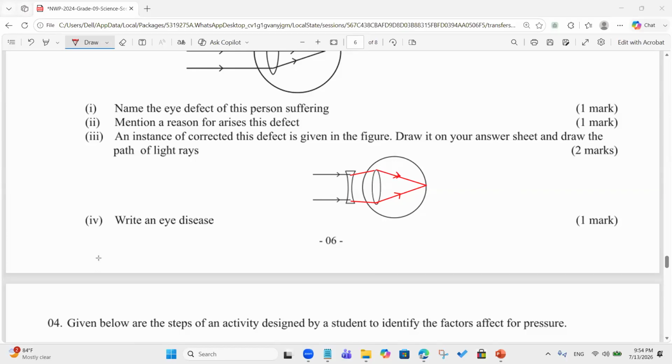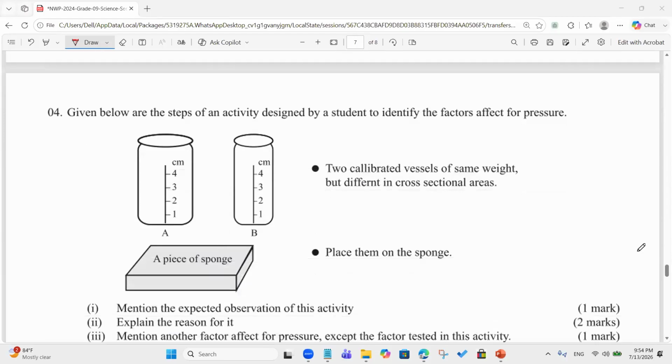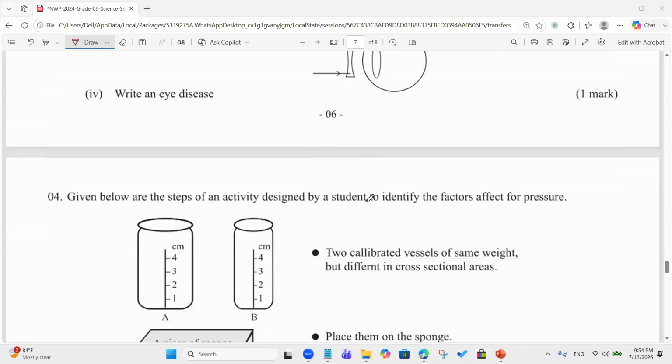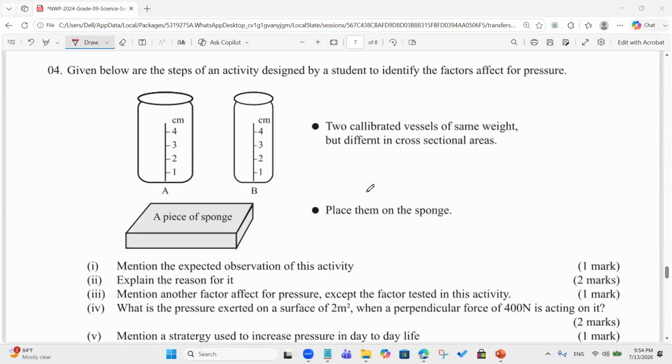Name an eye disease. Tell me one eye disease, come on. Glaucoma. Okay. Anyone else? Any other eye disease? Glaucoma is correct. Cataract. Cataract is also correct, right? Okay. So that is the end of this question. You can collect your marks and see your total for question number 3. Right. Let's move on to the fourth question.